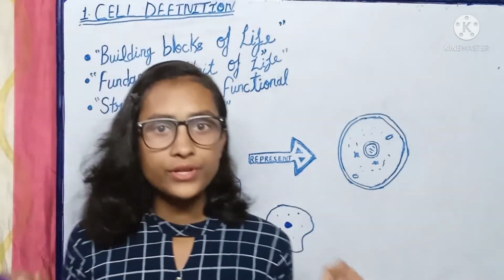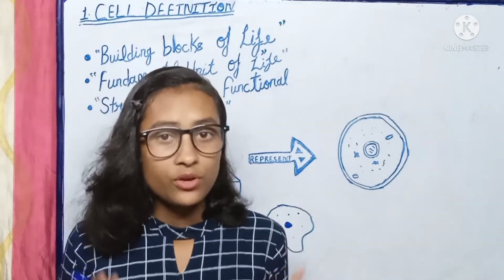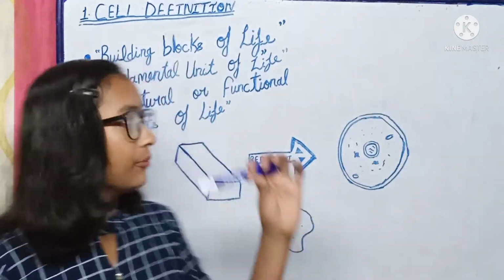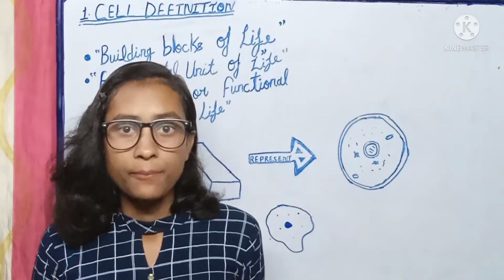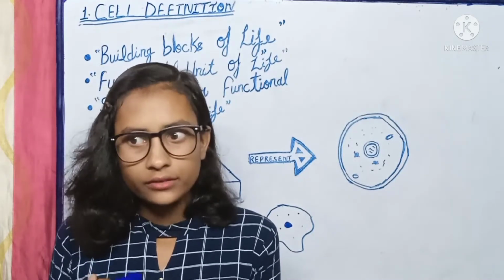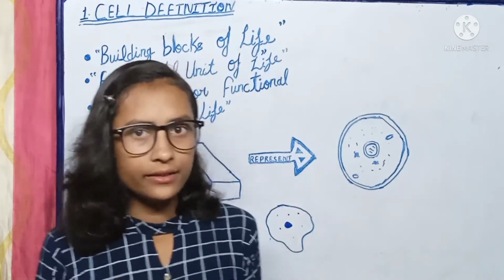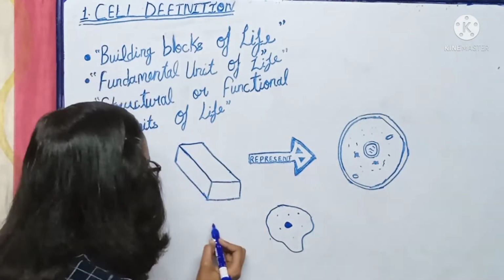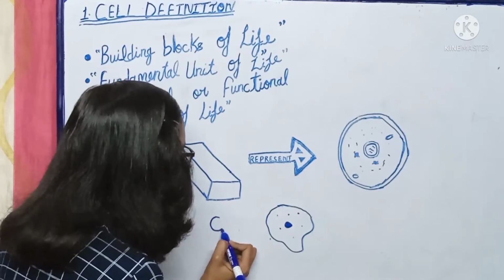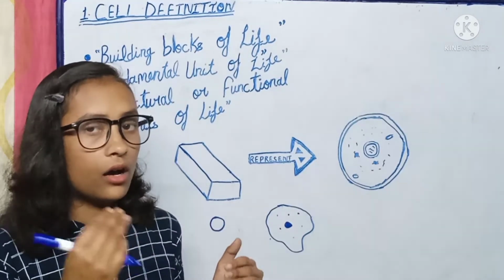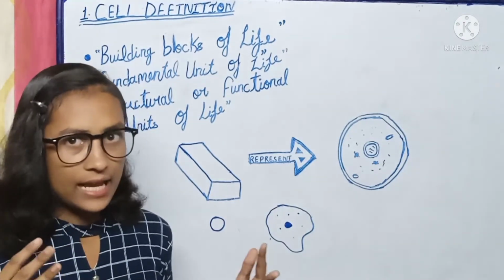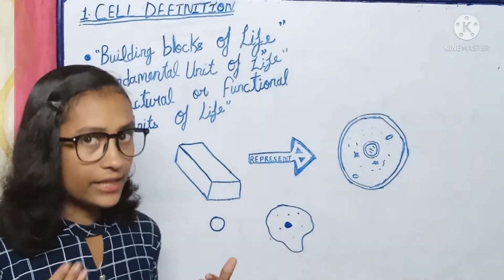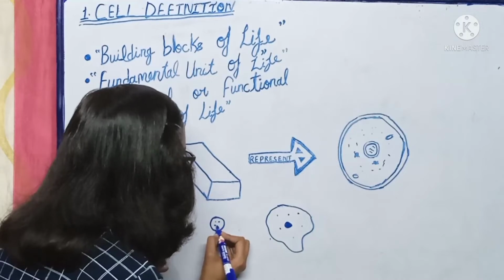That's why it is called the building block of life. Why is it called a functional unit of life? Because it performs all the basic functions of life. That's why it is called the functional unit of life. And why is it called the structural unit of life? Because it provides a structure. Basically firstly we are a single cell, and that single cell divides into different cells, and then it makes a ball like structure that is called the zygote.